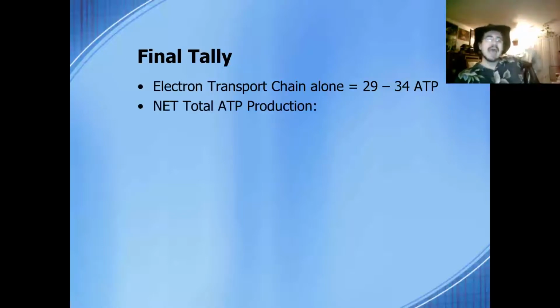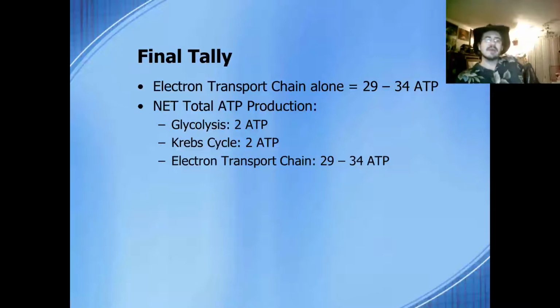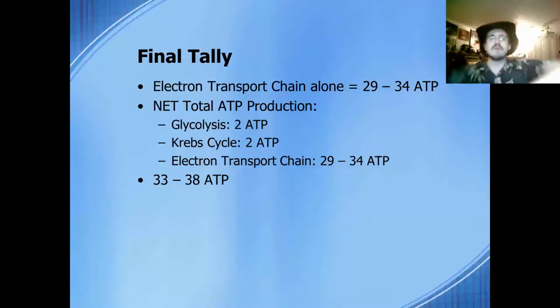So let's add our ATP in there. Glycolysis created 2 ATP. Krebs cycle created 2 ATP. Then the electron transport chain made 29 to 34. So that is roughly 33 to 38 ATP for all of cellular respiration.